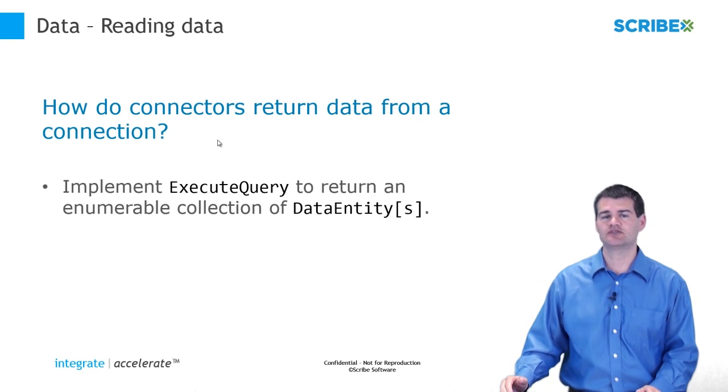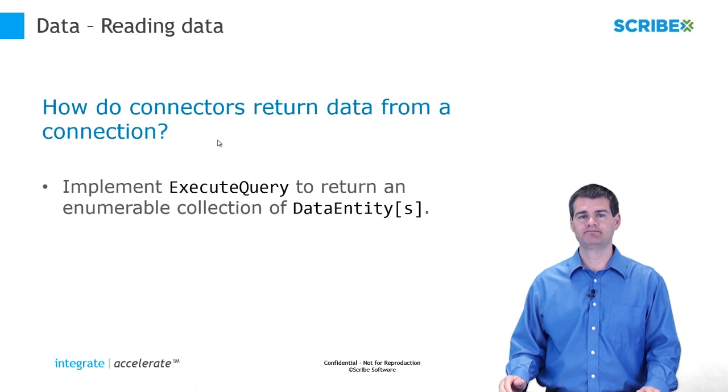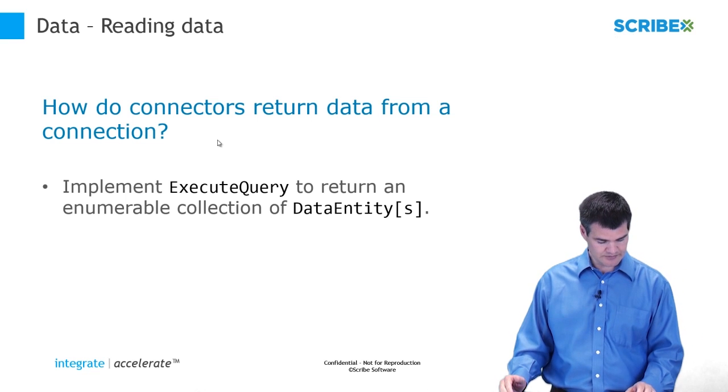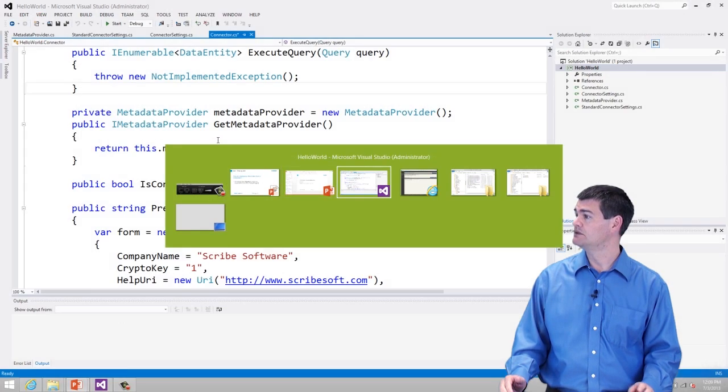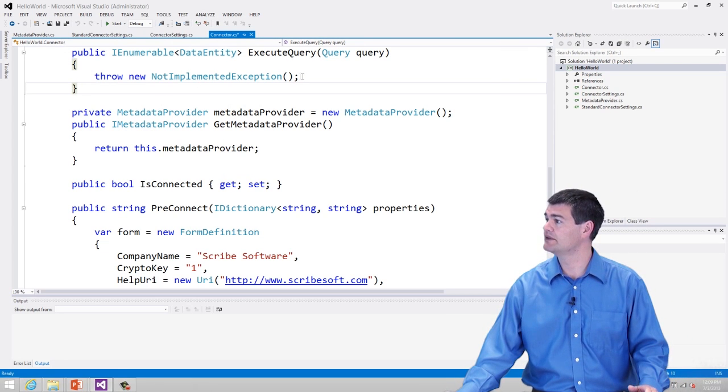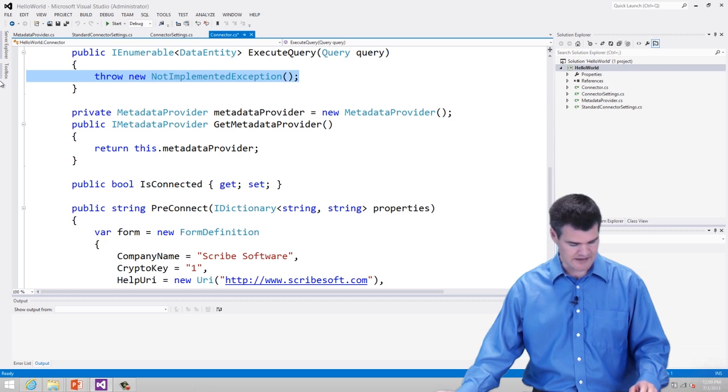So in the last section, we implemented metadata and then attempted to preview a query and saw that that failed. So today we're going to implement ExecuteQuery and return data from our HelloWorld connector. So I'm going to go to Visual Studio. Right here we have the ExecuteQuery method. I'm going to implement that.